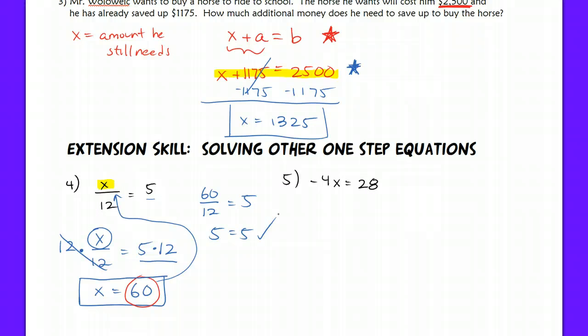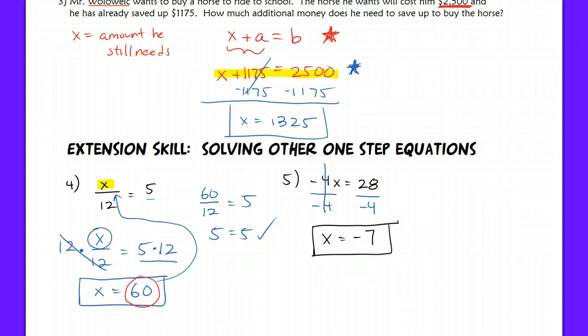In number 5, this time we have negative 4 times x equaling 28. Remember, if there's no operation listed in between, it's assumed that it's multiplication, like we talked about in XCI 201. So to isolate this x here, to get x by itself, I need to divide by the negative 4 to get rid of it on the left side. When I divide that, I'm left with x equaling negative 7.